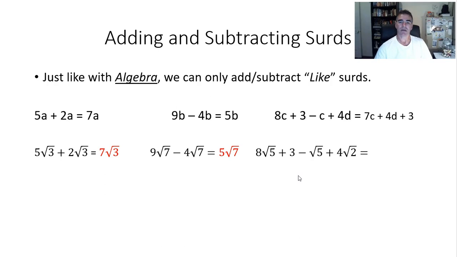And our last one, 8 root 5 plus 3 minus root 5 plus 4 root 2. There are our like surds, so 8 root 5 minus root 5, or minus 1 of them. Remember there's a 1 there. So 8 of them minus 1 of them gives me 7 root 5. I've still got 4 root 2 there, and I've still got 3. Remember, I cannot add them because they are not like surds. So it's important that we can only add or subtract like surds.